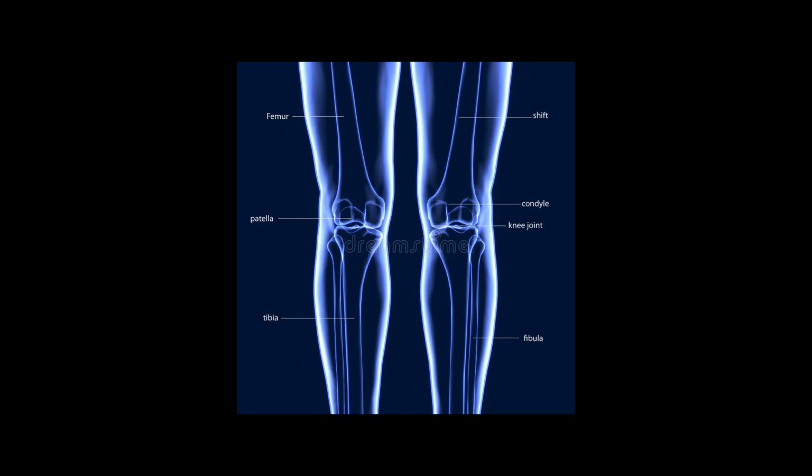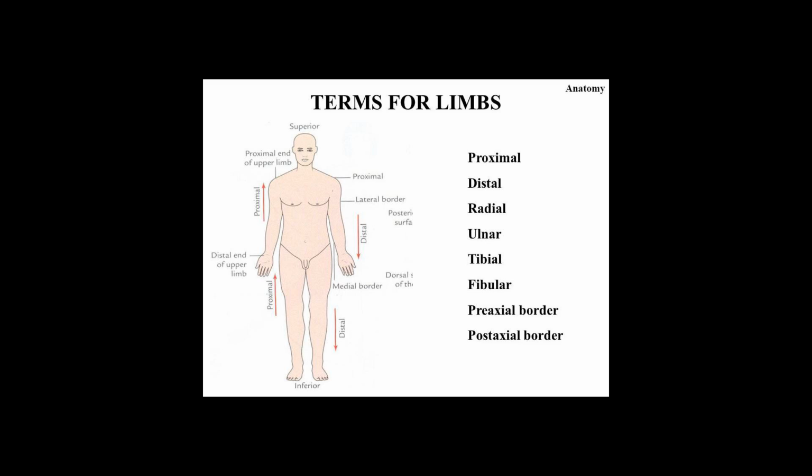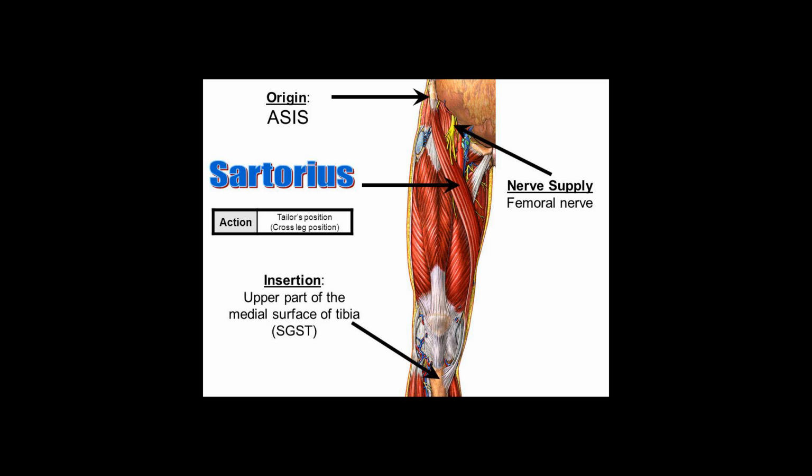Shaft. The shaft, or body, of the tibia is triangular in cross-section and forms three borders: an anterior, a medial, and a lateral or interosseous border. These three borders form three surfaces: the medial, lateral, and posterior.